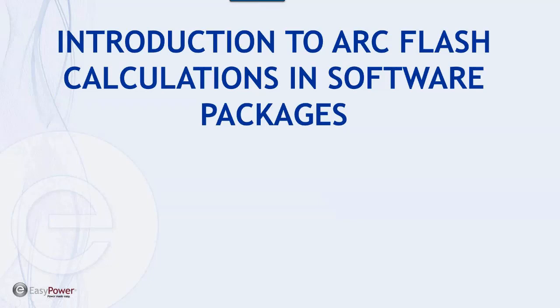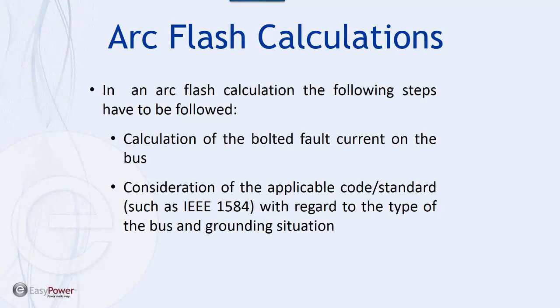Introduction to arc flash calculations in software packages in general. Let's take a quick look at how different software packages approach this issue, what information they need, what type of processing they do, and what the typical outputs are. In an arc flash calculation, the following steps have to be followed. Regardless of what type of package we're using, and I'm using EasyPower as an example, it's good to know in general what goes on in other software packages, or if anybody wants to write a small piece of code, what information he needs and what steps he needs to follow.